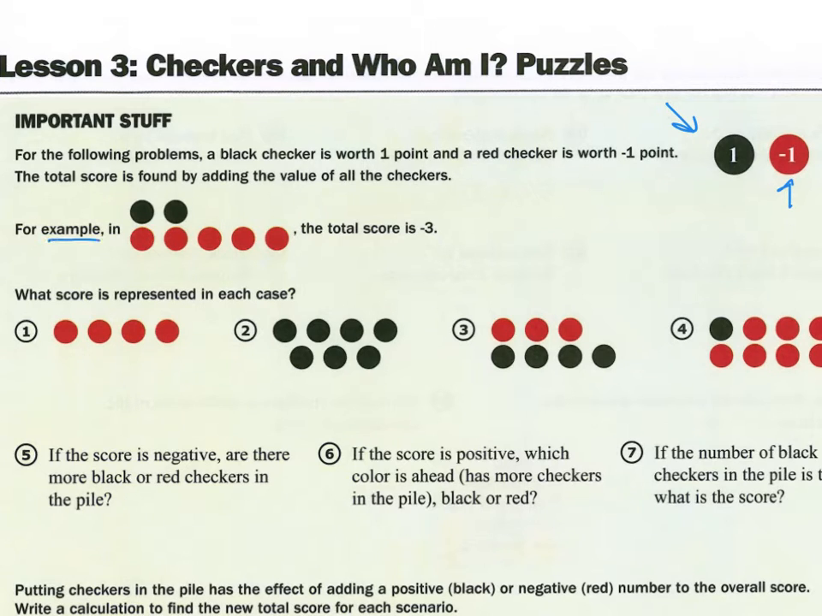So in this example, we have 2 black checkers and 5 red checkers. The total score would be -3, because when you combine positive 1 and negative 1, that's just 0. Again, here, positive 1, negative 1, that's just 0. So you're left with -3.